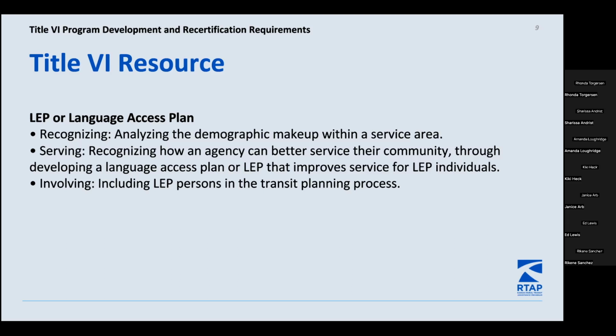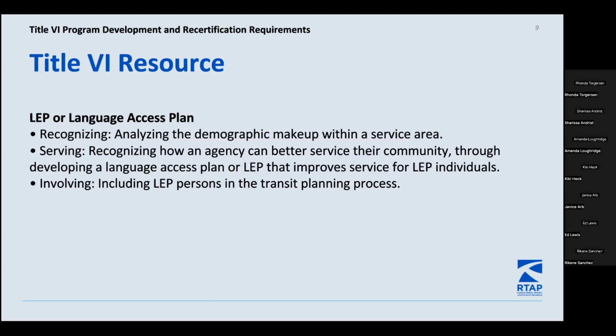So this is kind of a big undertaking, right? Making sure that disadvantaged communities and people that are most transit dependent have access to the services that you're providing, but also are involved within the planning process to make sure that their voices are heard. So it's an important part of the process, but can be overwhelming. And so that's why I split it into these 3 sections. So we'll talk about each of the 3: recognizing, serving, and involving.